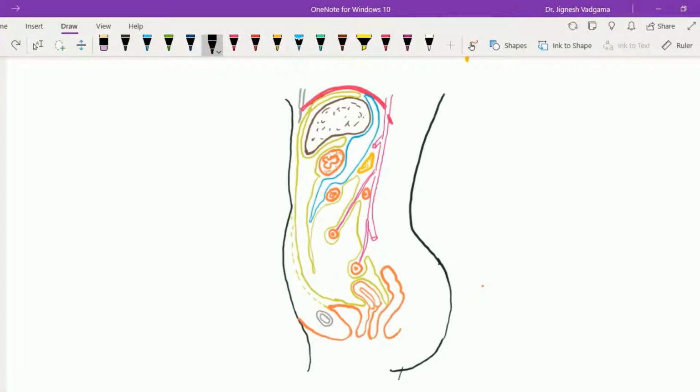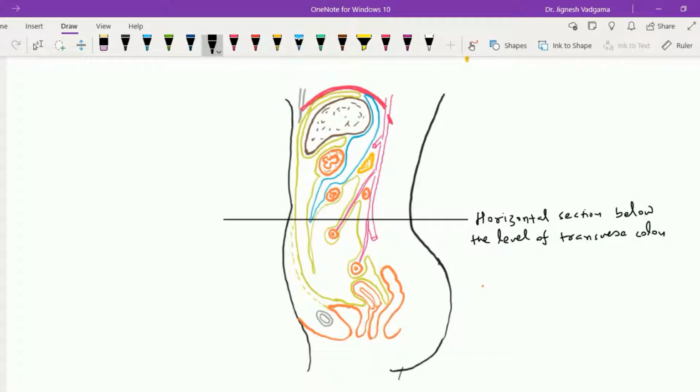Now, after having a brief introduction to the vertical tracing of the peritoneum, let's see the horizontal tracing of the peritoneum. For that, we will have to take 4 sections. The first horizontal section we are going to take just below the transverse colon.